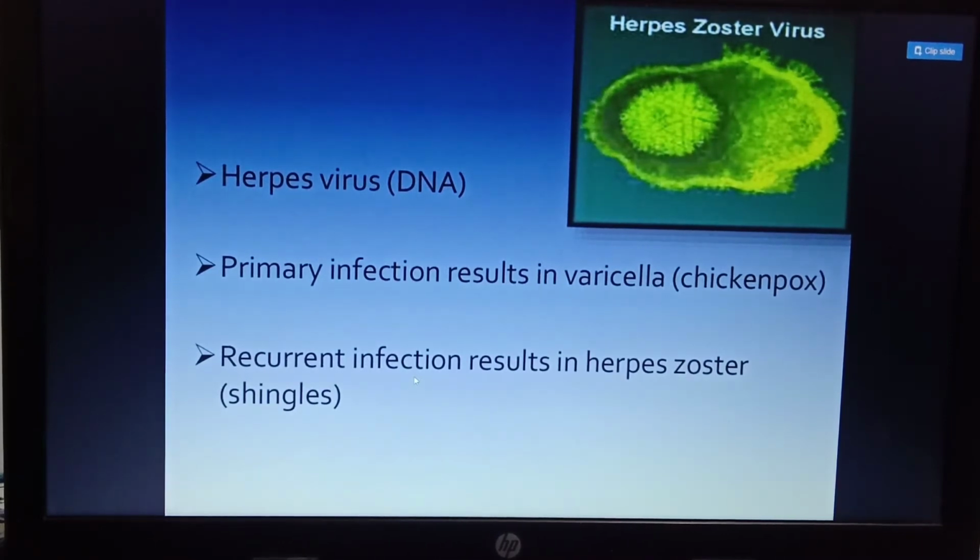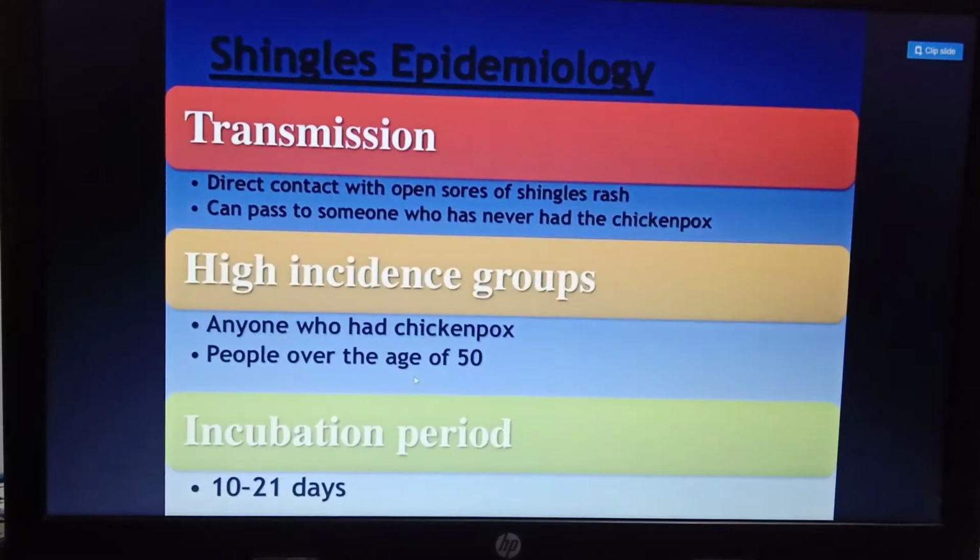How this happens in the pathophysiology I'll explain clearly, including what primary infection and recurrent infection are. Now, shingles epidemiology: epidemiology means how it is transmitted, and what the incubation period is. It is transmitted by direct contact. Whenever there are open sores or shingles rash and you come in contact by touch, it can pass to someone who has chicken pox.